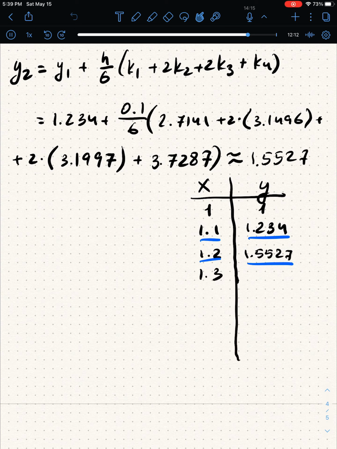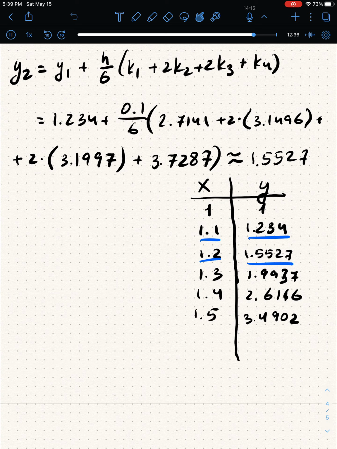So we get 1.3, 1.4, and 1.5. And we get the values 1.9937, 2.6116, and then 3.4902.